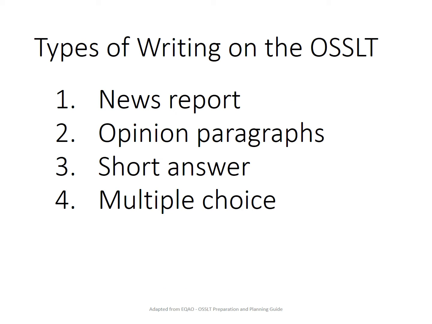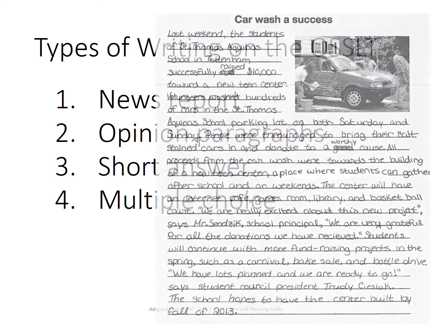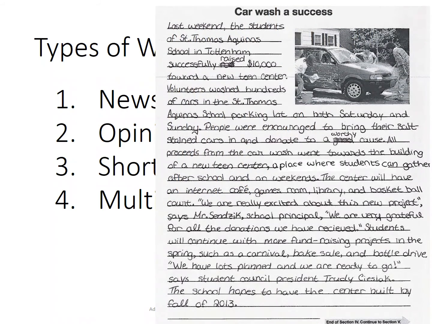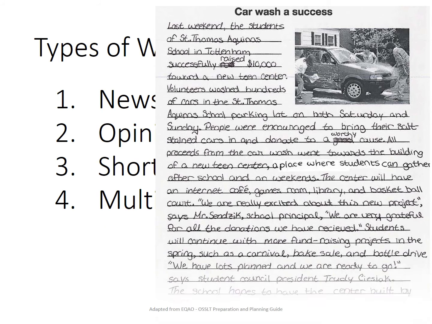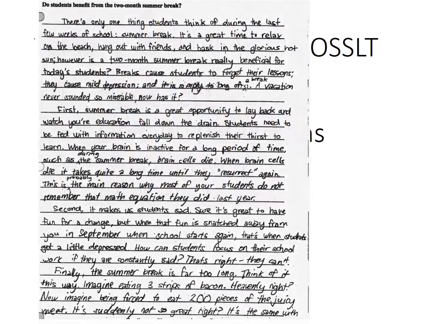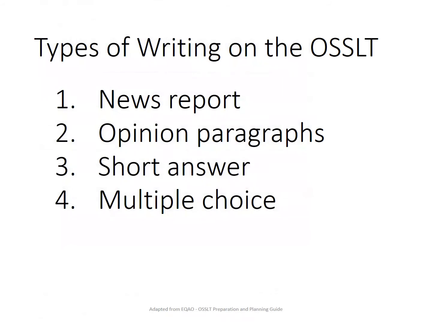The types of writing on the OSSLT include news reports, opinion paragraphs, short answer, and once again, multiple choice. There's an example of the news report. You see there's a headline and a picture, and the student has to write a news story to go with both. The opinion piece is a long opinion. In this case, it was on the benefits of a 2-month summer break. So the question was, do students benefit from the 2-month summer break? And the person had to write about that.